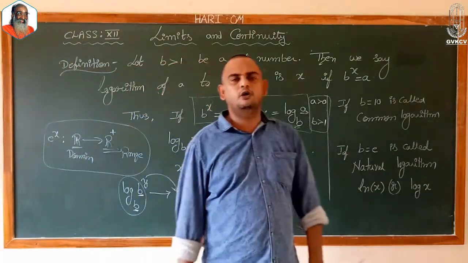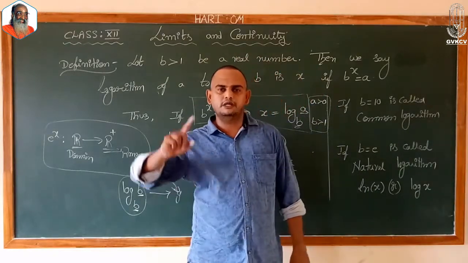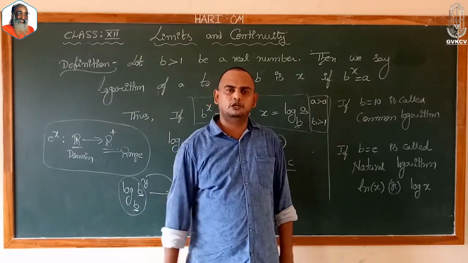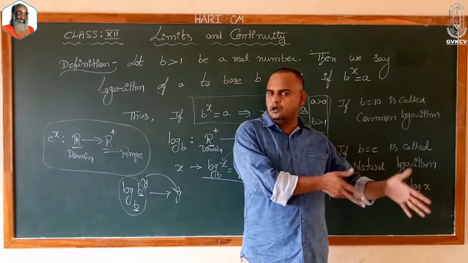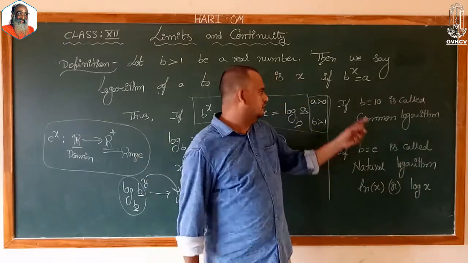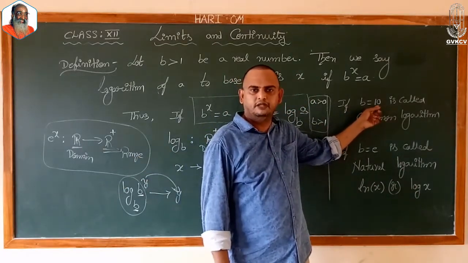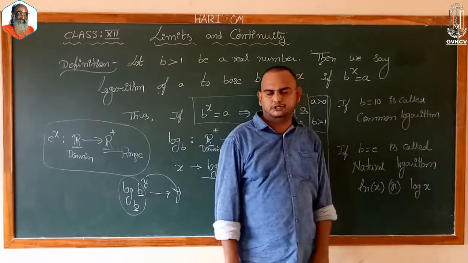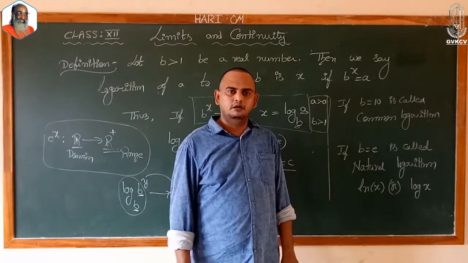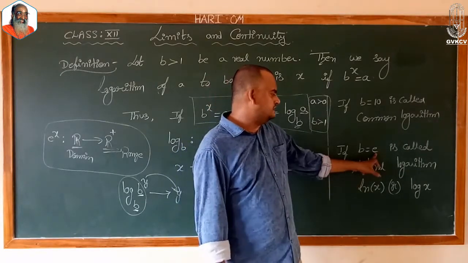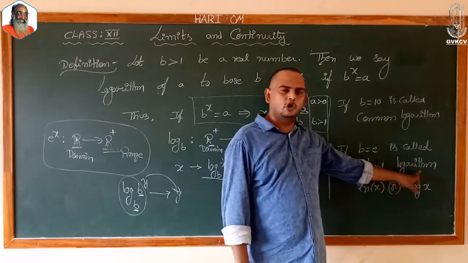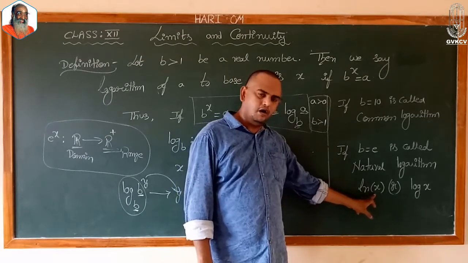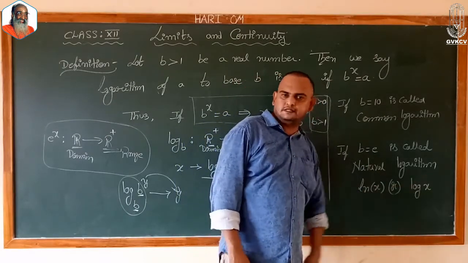And as I told you, we have two types of logarithmic functions. One is the common logarithmic function, another one is the natural logarithmic function. When can we say common logarithm, and when can we say natural logarithm? When the base is 10, we have the common logarithmic function. When the base is e, then it is called the natural logarithmic function. Simply we can write it as ln of x or log x.